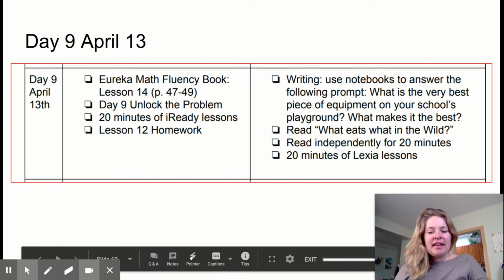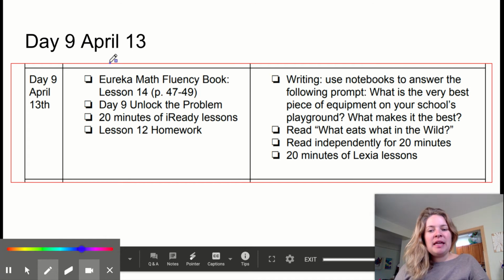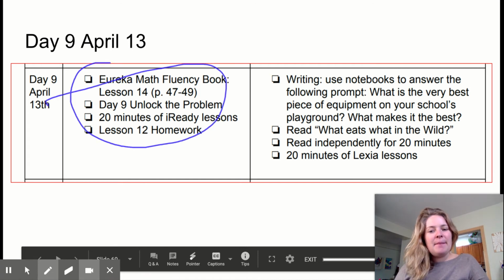We are on day 9 in our packet, and I want to point out what you should be doing in math today since this is our math block. You should already have done the Eureka Fluency lesson for pages 47, 48, 49. The reason we want you to do that first is because it's a brain warm-up. Then you're going to do the day 9 Unlock the Problem after we finish this. We're going to help you through that today. After you're done with your Unlock the Problem, you'll do your iReady lessons if you have a computer, and then you'll move on to the homework. Sound like a plan? All right, let's get started.